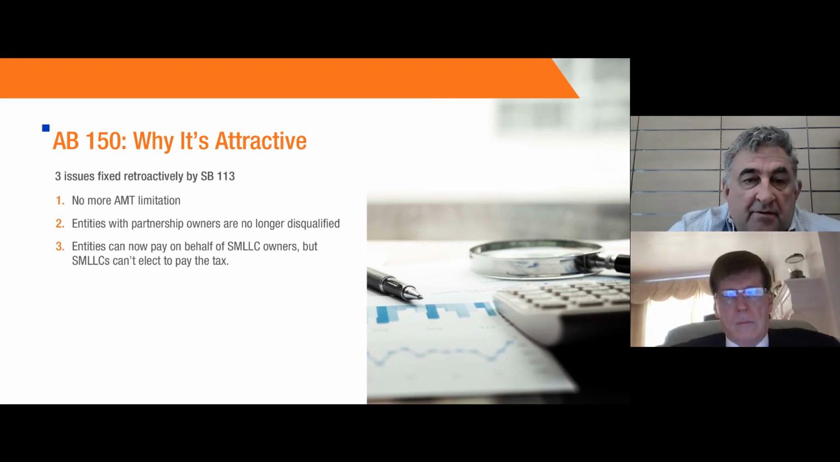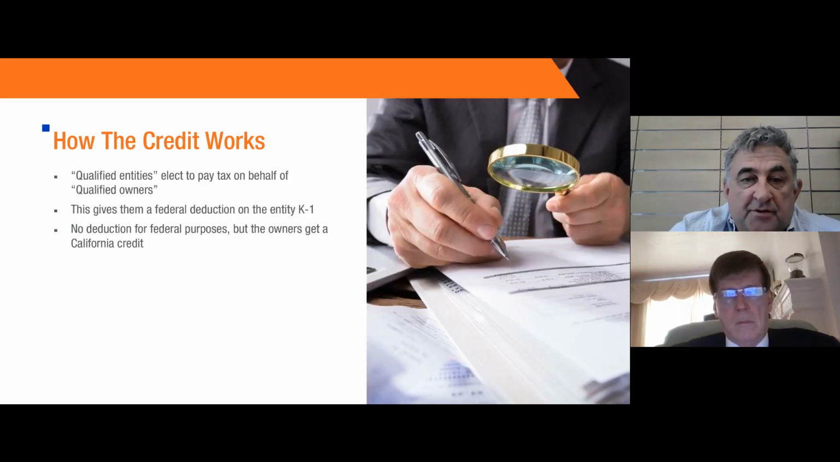entities can now pay on behalf of single member LLCs. We're going to explain how that works. So for qualified entities, those are pass-through entities, S corps, LLCs, and partnerships, it gives them essentially a credit on their state K-1s and a deduction on the federal K-1.